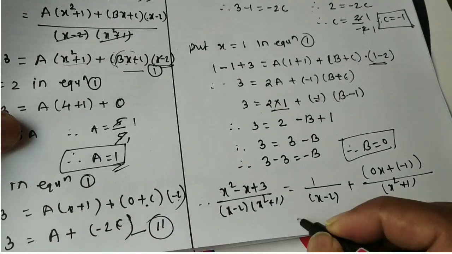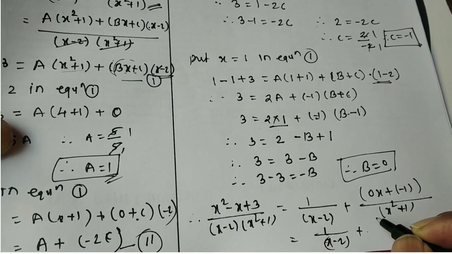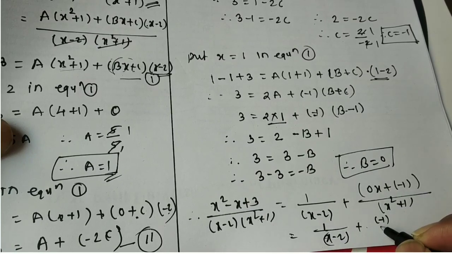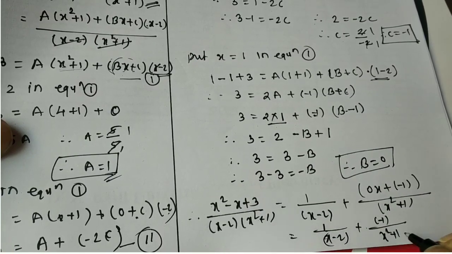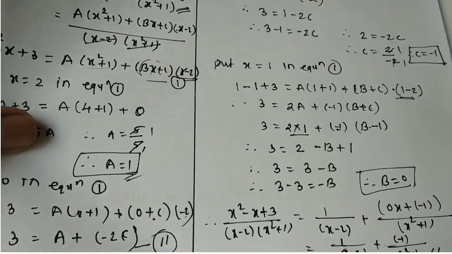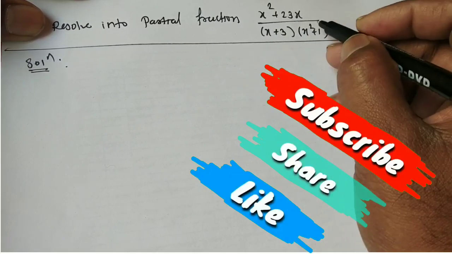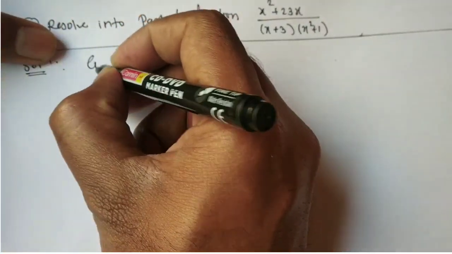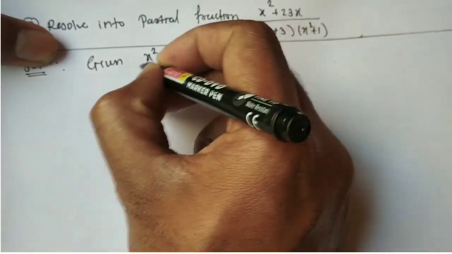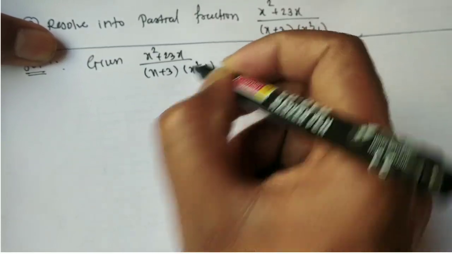Now here we can write this as 1 upon x minus 2 plus 0 into x is 0 minus 1 plus minus 1 divided by x square plus 1. So this is the final answer for your question. So next problem is x square plus 23x divided by x plus 3 into x square plus 1. So here given is x square plus 23x divided by x plus 3 x square plus 1.